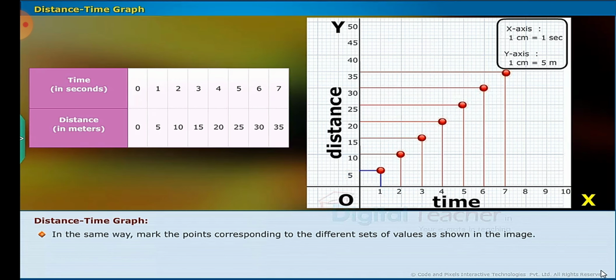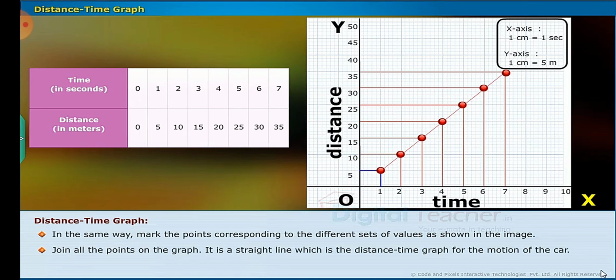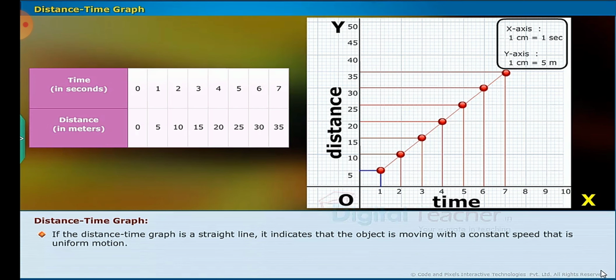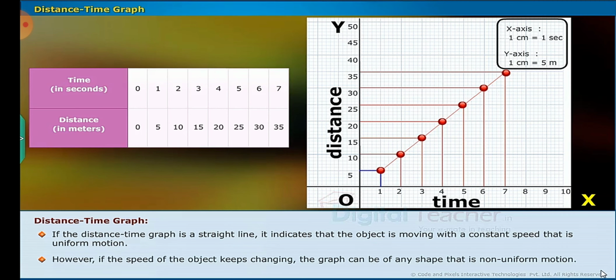In the same way, mark the points corresponding to the different sets of values as shown in the image. Join all the points on the graph. It is a straight line which is the distance-time graph for the motion of the car. If the distance-time graph is a straight line, it indicates that the object is moving with a constant speed, that is uniform motion. However, if the speed of the object keeps changing, the graph can be of any shape, that is non-uniform motion.